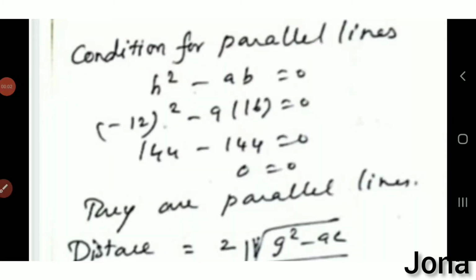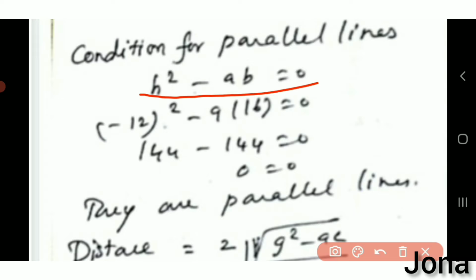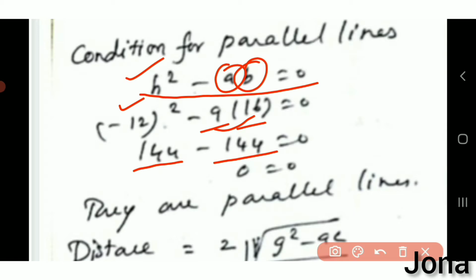We have the condition for the parallel lines. As the first problem, what we said is h square minus ab equal to 0. Instead of h, we can substitute minus 12 here. So minus 12 the whole square minus a is 9 and b is 16 equal to 0. So 12 square is 144, 9 into 16 is 144 equal to 0. Now we got 0, therefore the given lines are parallel lines.